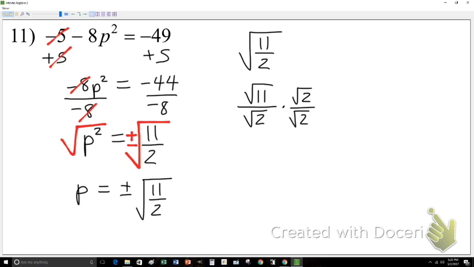The square root of 11 times the square root of 2 is the square root of 22. The square root of 2 times the square root of 2 will just be 2. And so our final answer is p is equal to plus or minus the square root of 22 over 2.